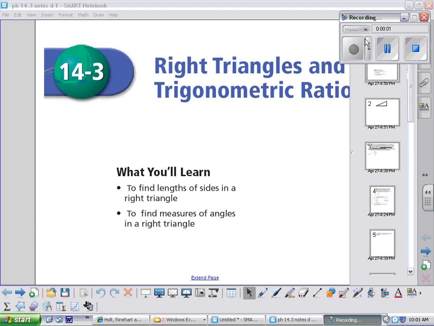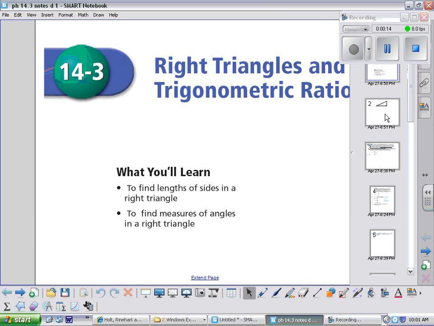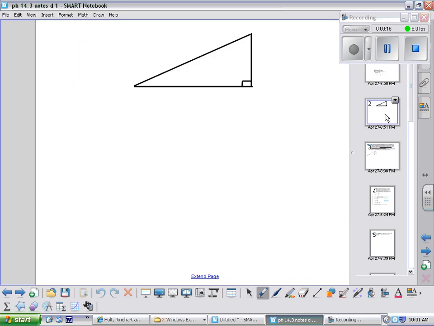Okay, hope you're having a great day today, and I will do a quick video here on right triangle trig. We'll be finding lengths of sides and measures of angles in right triangles. Just as a quick refresher from your geometry, this is very similar to your geometry lesson last year.